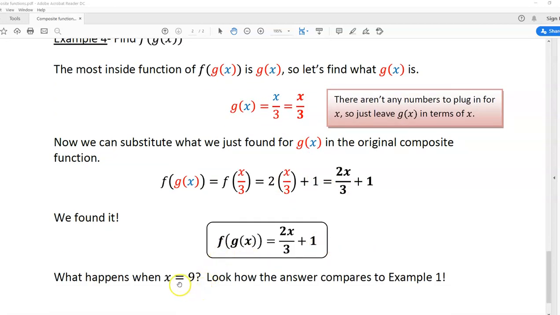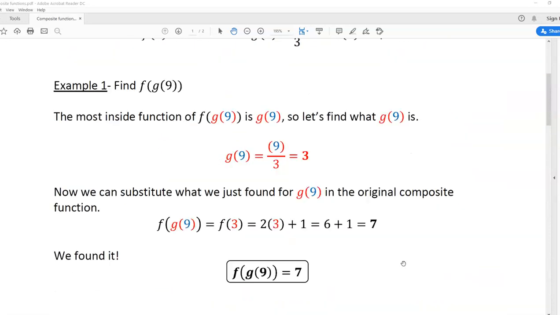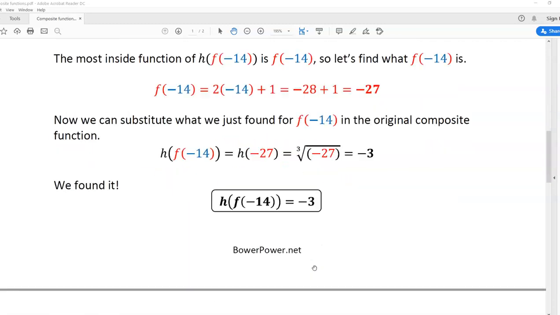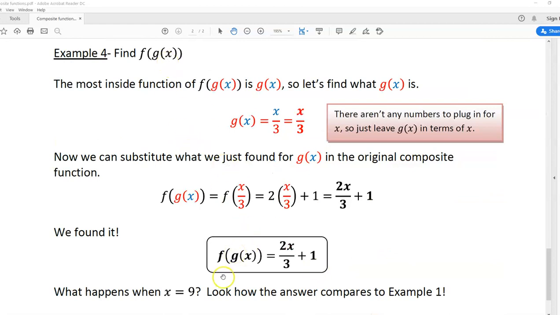Now think about this. What happens when x is 9? If x is 9, f of g of 9, we'd plug a 9 in right here and get 2 times 9 is 18 divided by 3, which is 6 plus 1. That's 7. We'll look back at example 1. That's what we got, 7. It took us a couple of steps there, but now that we know what f of g of x is, we can skip the middle part and just plug in. If we need to find f of g of 9, we just stick it in here, and it'll take us one step to find the answer. Composite functions, functions inside of functions.